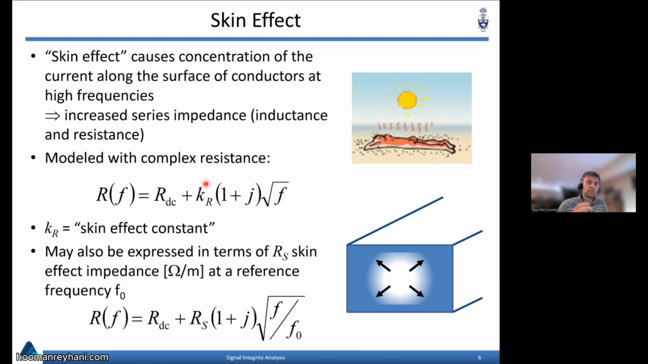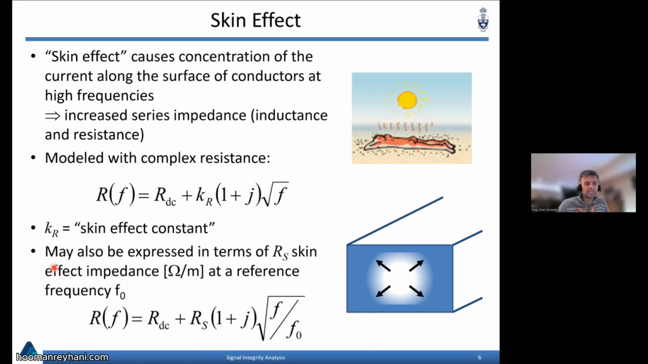Any real component of the series impedance gives rise to losses. And then you've got this so-called skin effect constant, this lowercase k subscript r. That's a constant of proportionality that determines basically how quickly these losses increase with square root frequency.